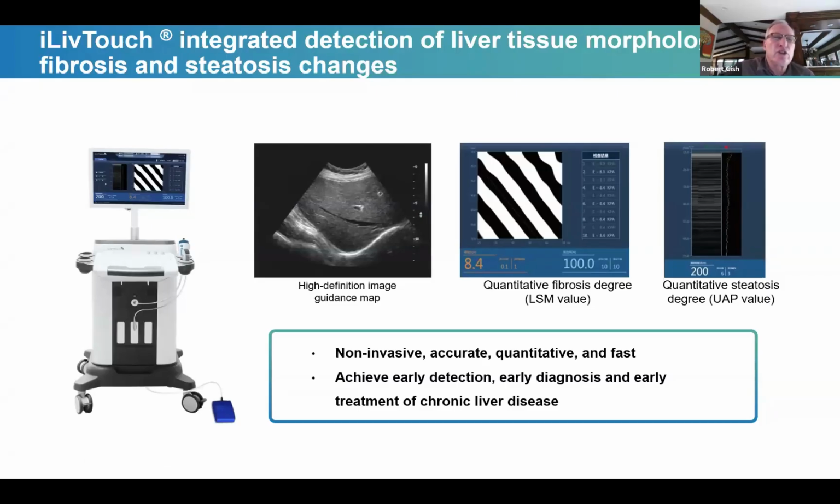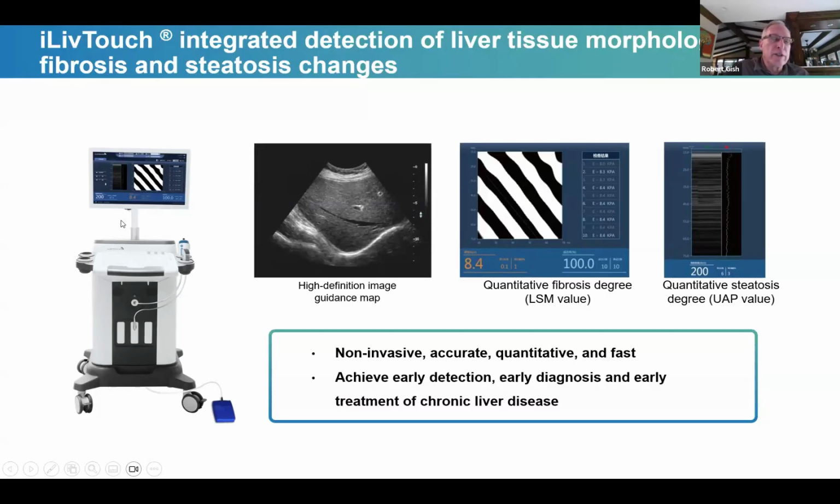A little bit more about the device. This is the iLive Touch, an integrated device, and gives you high definition ultrasound here in the central box. The quantitative fibrosis degree, liver stiffness value is demonstrated here. And you also are going to be getting values, including the quality of the image through something called the IQR definition.